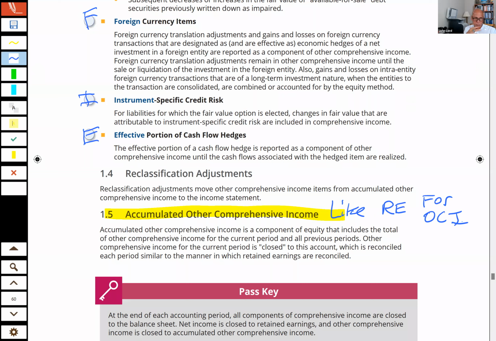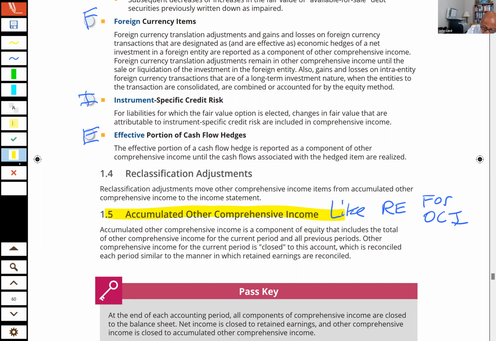Remember, we're reporting other comprehensive income on the income statement. So we report that by year. With net income, we do what? We close that out to retained earnings, right? With other comprehensive income, that gets closed out to accumulated other comprehensive income.